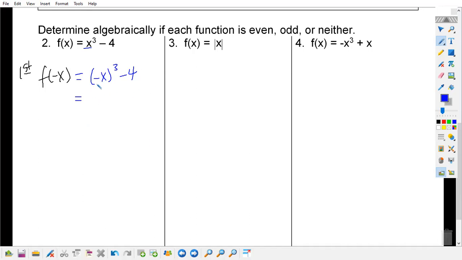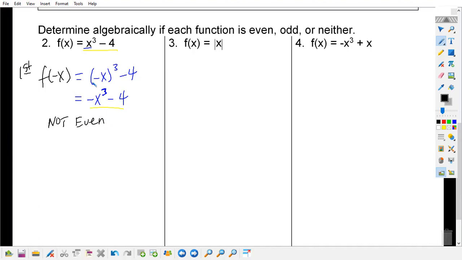Here we go. So we have negative x to the third minus 4. So when you have a negative times a negative times a negative, the ending result's going to still be a negative. Okay, so you can test that it's even by saying, are those the same thing? No. So that tells me that this is not even, because this and that are not the same. The original and the f of negative x are not the same.